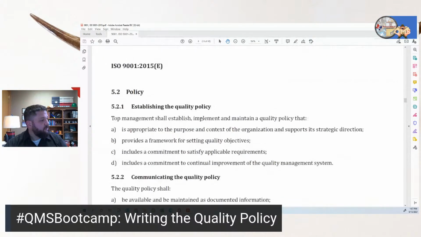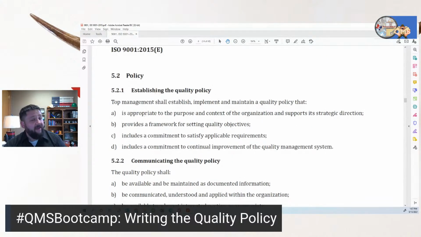So let's come down here to clause 5.2 for establishing the quality policy. Again, top management. You don't get to get off on this one. Top management shall establish, implement, and maintain a quality policy. Let me interrupt myself here real quick and say it is perfectly fine if the quality manager or the department leaders write the policy, but understand the top management shall implement and maintain it.